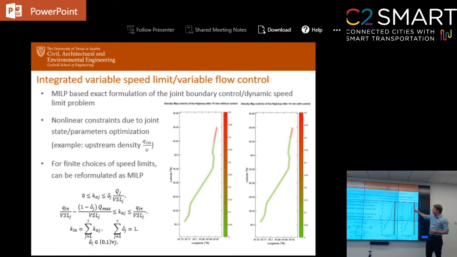This is an example of a simulation of what happens if you have initial congestion, and as you modify the on-ramps control and the speed limits on the highway, here highway I-35 in Austin, you can clear this jam faster in the controlled case than in the uncontrolled case.